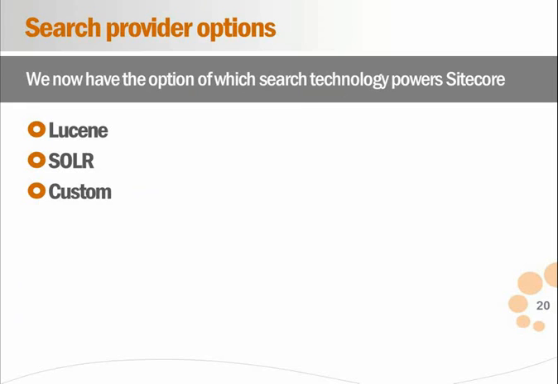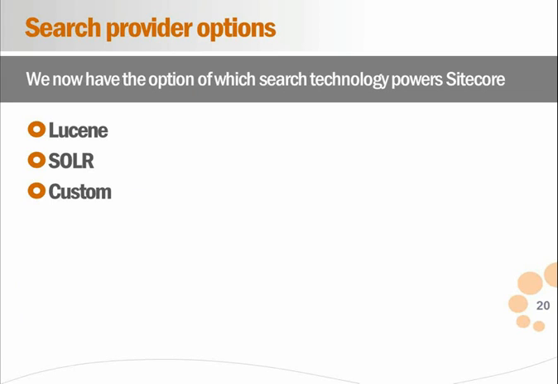So now that the search provider has been abstracted out, and we've got that provider model within Sitecore 7, we can use one of the out-of-the-box options, Lucene or Solr, or we could create our own custom one if we wanted something like Fast, or if we've got some other kind of proprietary search technology that we want to use.